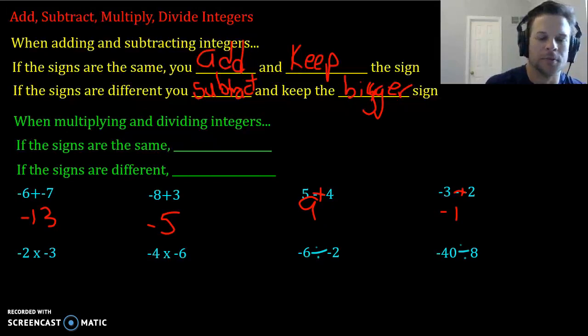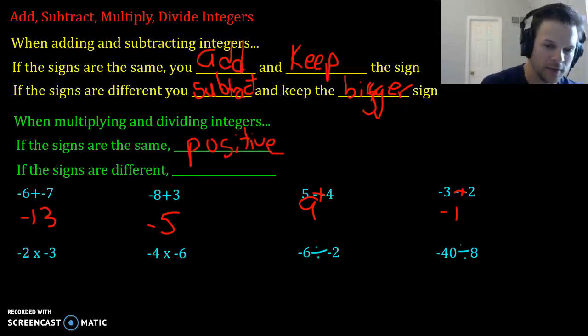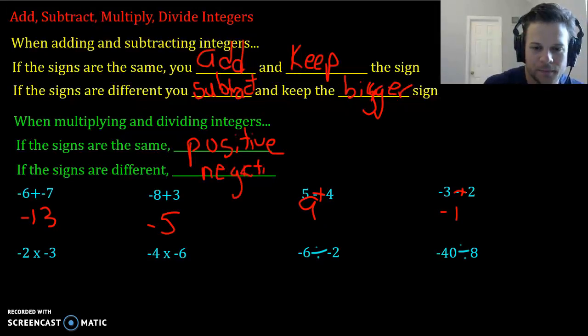So moving into the multiplication and division, these rules apply no matter whether it's multiplying or dividing. So if the signs are the same, your answer is positive. Whether they're both negative or both positive, your answer is going to be positive. And if the signs are different, whether you're multiplying or dividing, your answer is going to be negative.